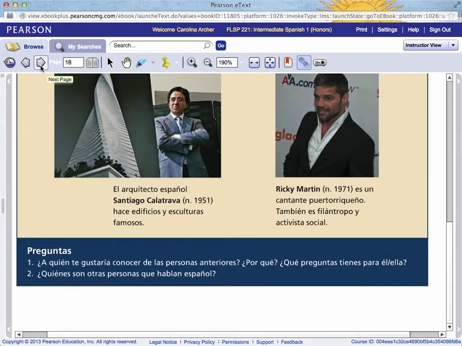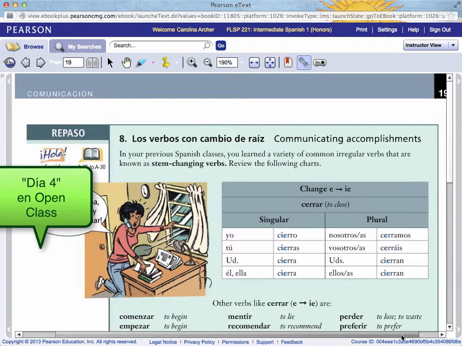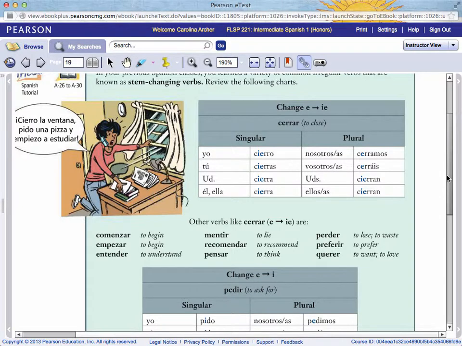Pasamos al día 4. Para el día 4, jueves. Los verbos con cambio de raíz. Okay. So here we have more irregular verbs. And these are verbs that are called stem changing verbs because the change happens in the root. And we put them together in groups like we did in the previous section. There are a lot of verbs that change the e to ie in the root, so we put them all together because it helps to learn them all together as one.